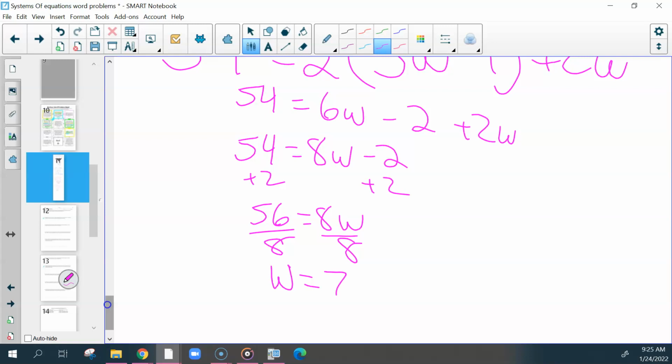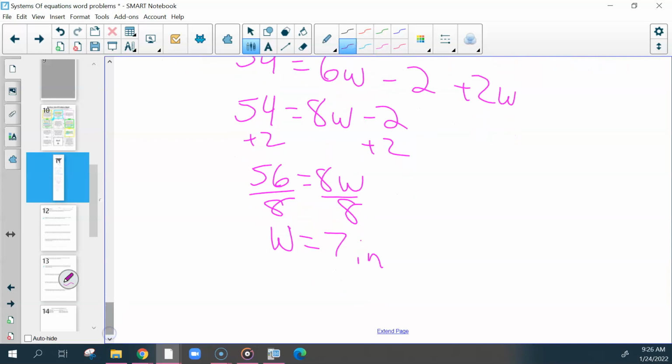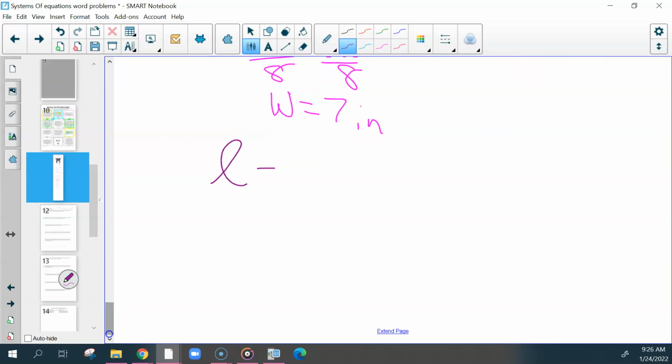Was there a unit there? Inches, centimeters? Okay. But the question didn't ask to find the width, we have to find our length, so we're going to take that, put it back into our equation for L. And what would L equal? 20 inches.